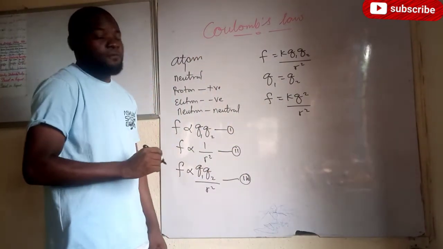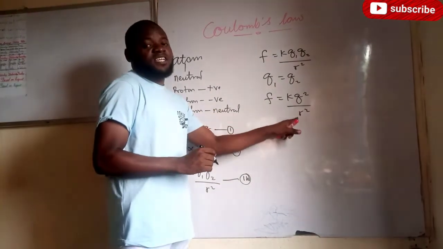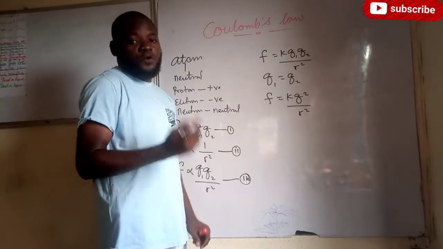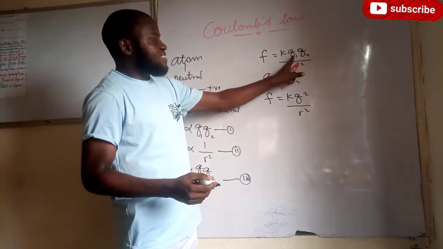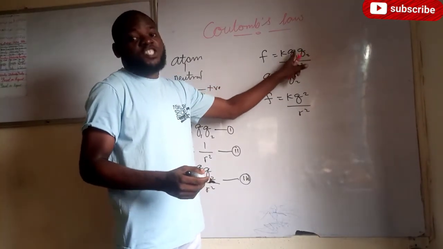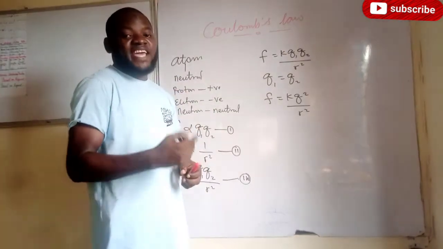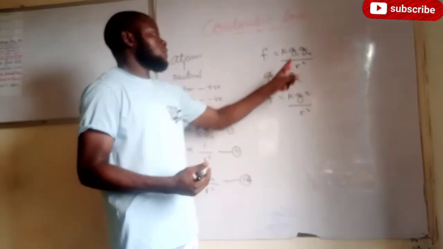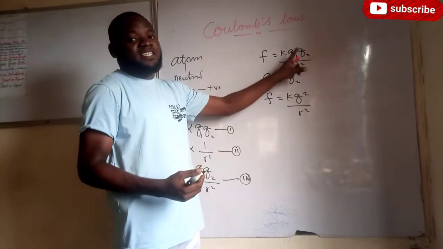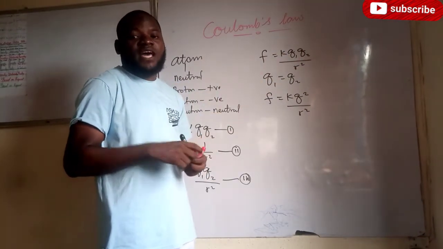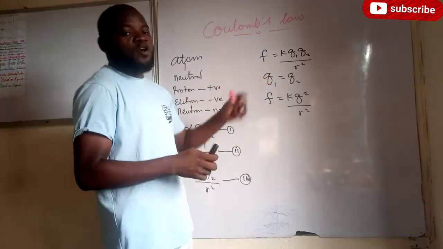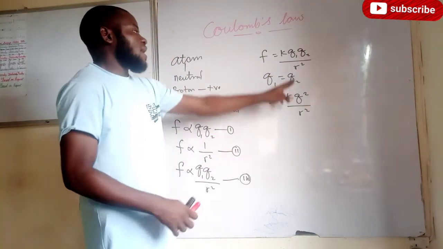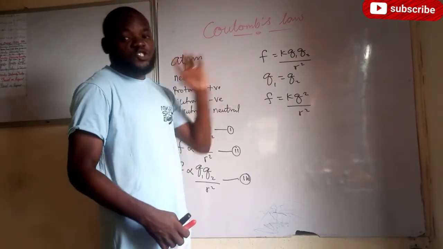Are we together now? Where r is the distance between the two charges and F is the force of attraction or repulsion. If the two charges Q1 and Q2 have the same charge, either positive positive or negative negative, this force is going to be a force of repulsion. But if their charges are opposite, that is, if one is positive and the other is negative, this force will become a force of attraction. Do we understand that now? Good.